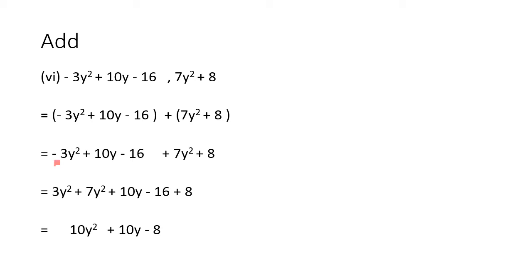See, 3y square can be written along with 7y square, which we have written here. Then 10y is not having anyone with it, so it will be like this only. And we have constants minus 16 and 8, which are written here. And then we solve. 3 plus 7 is going to be 10. This 10y is not having anyone, so it will remain as it is. And this is going to be minus into plus. So minus into plus is minus. So we subtract 8 from 16, we get 8 and the sign of the bigger number.